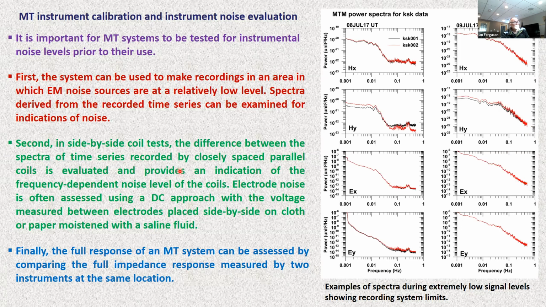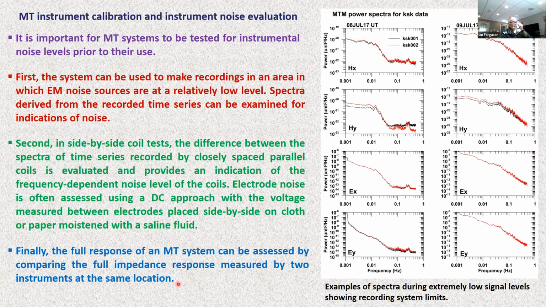The second component of the noise testing is side-by-side tests. So for coils, side-by-side tests will provide an indication of the frequency-dependent noise levels. Electrodes can be examined the same way and possibly should be, but we often will look at electrodes using a DC approach, for example, with the voltage measured between different pairs of electrodes placed side-by-side on cloth or paper moistened with a saline fluid.